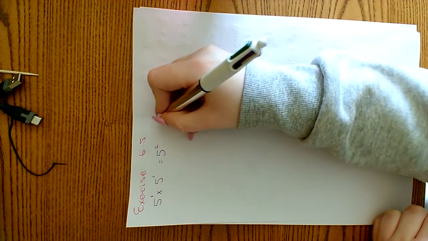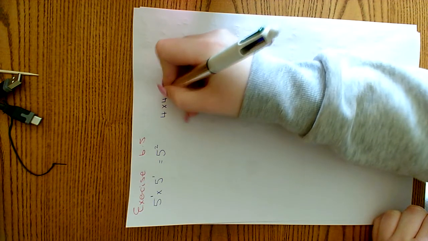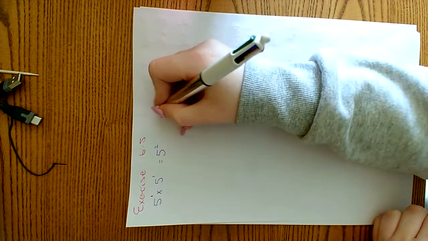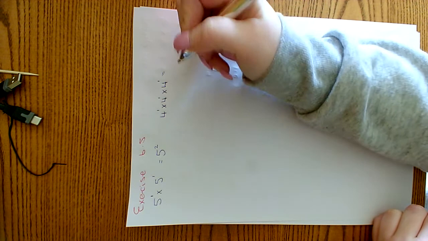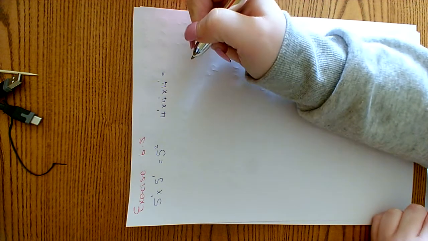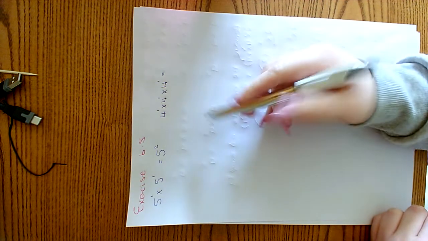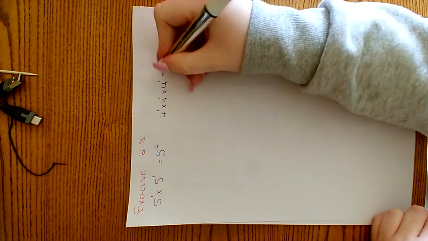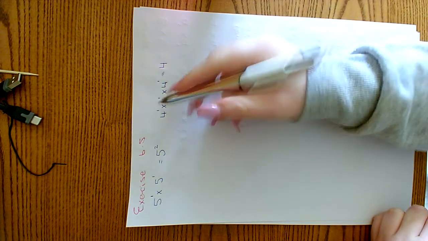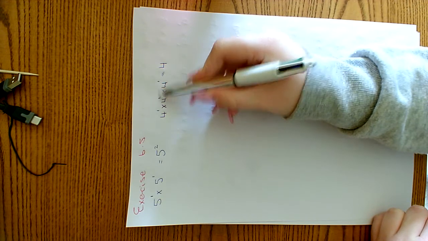Here I have 4 by 4 by 4, so 1, 1, 1. Remember, girls, you can always just put an imaginary 1 after anything. Now, what is my base? My base here is 4. So I keep my base and I add my powers. So I have 1, 2, 3.